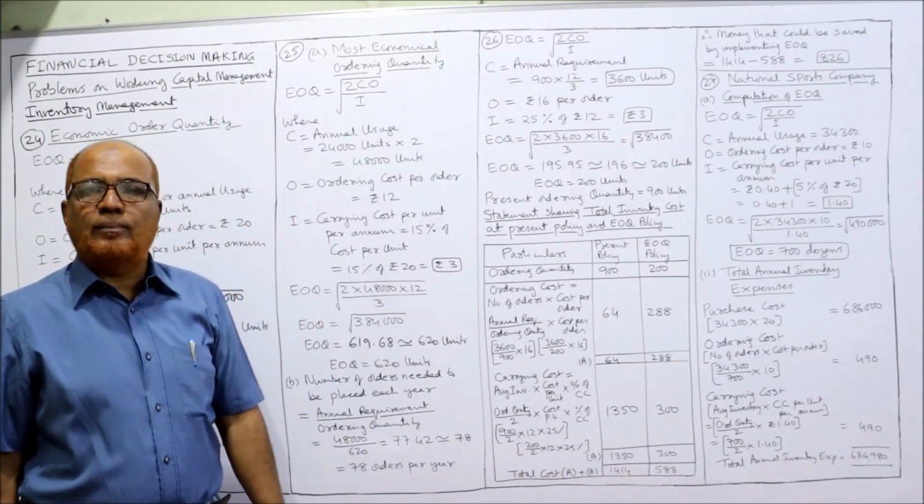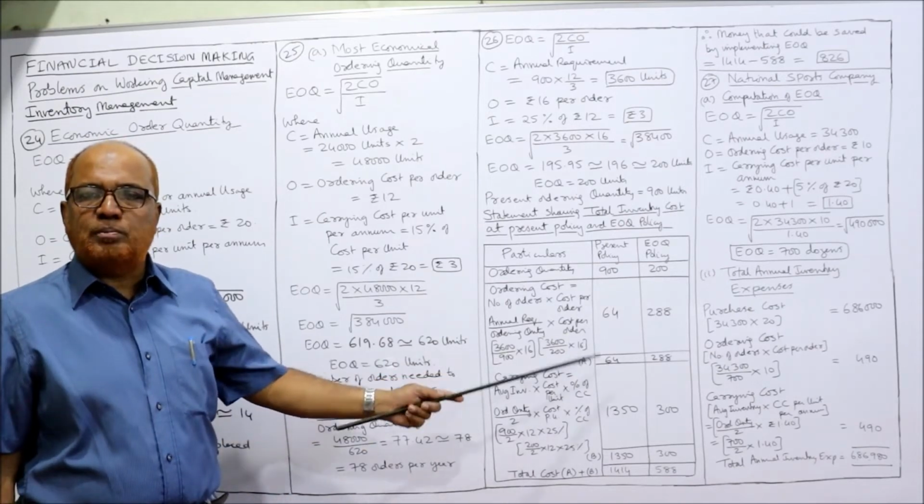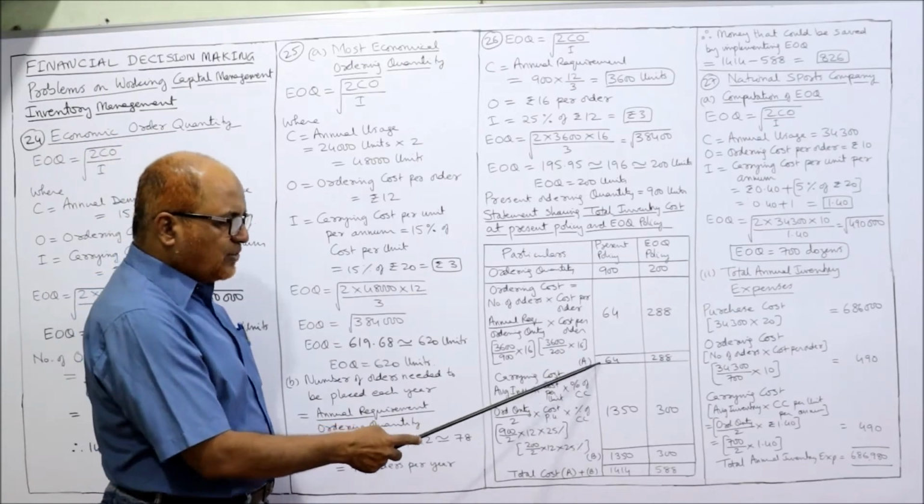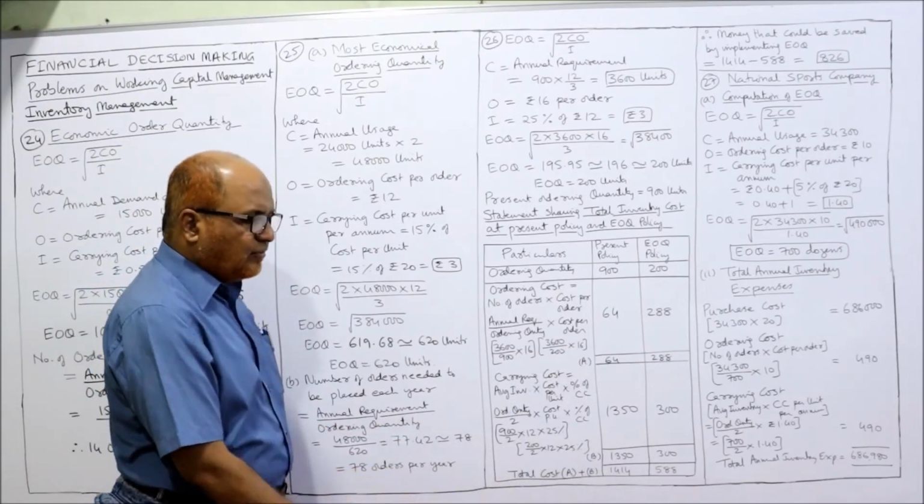Now we take the total. A is the ordering cost, B is the carrying cost. Add up A plus B. So 64 plus 1350, you will get 1414.